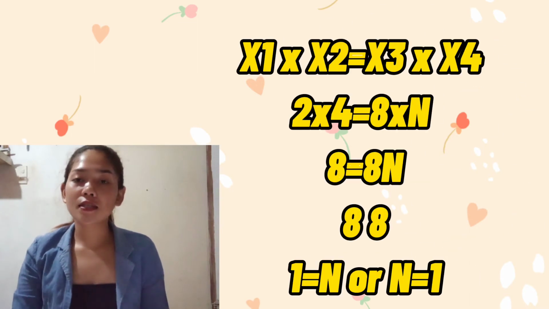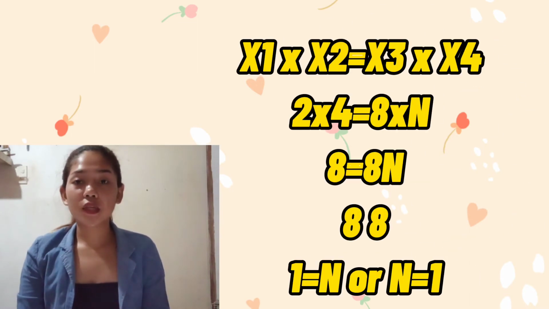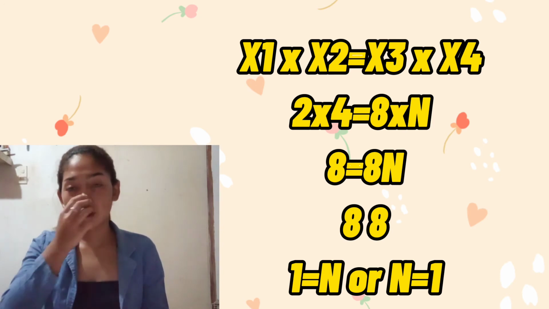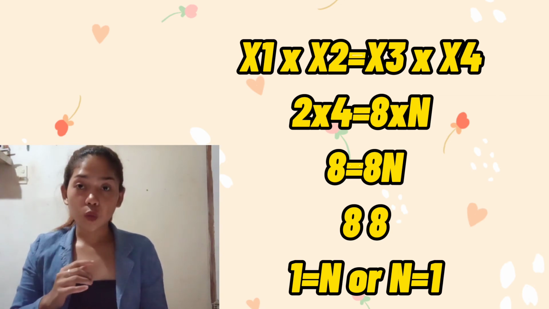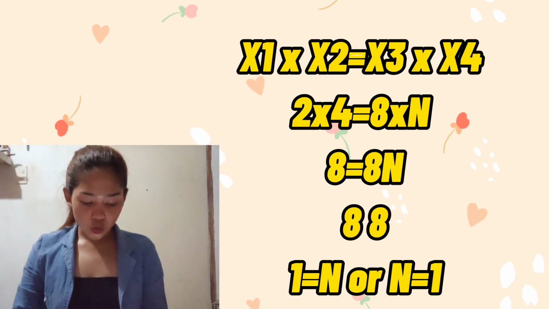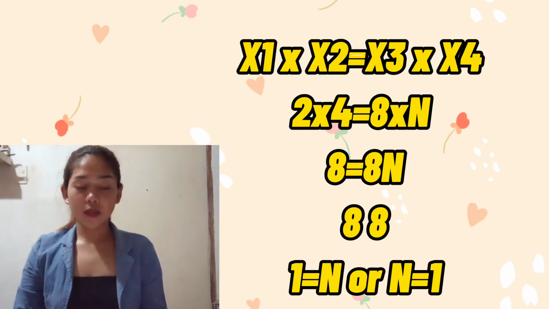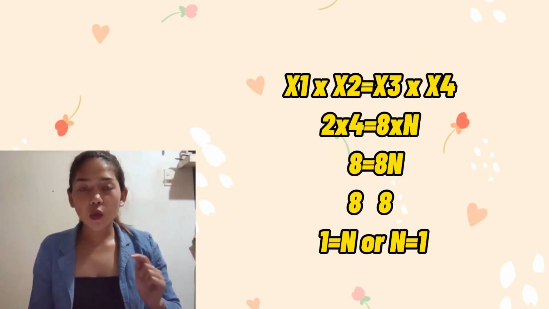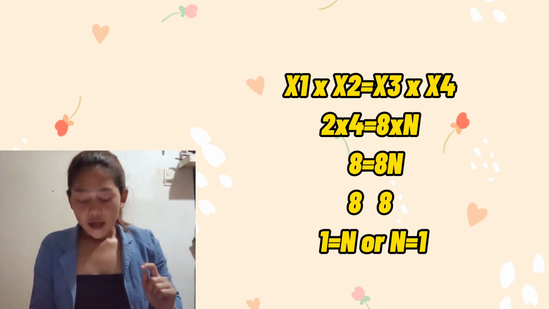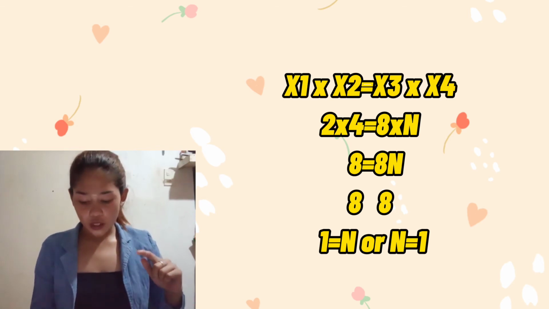Okay, so the formula of this is, let us multiply the x sub 1 times x sub 2 is equal to x sub 3 times the x sub 4. Okay? So, the x sub 1 and x sub 2 is 2 times 4 is equal to x sub 3 times x sub 4, which is 8 times n. Okay, so 2 times 4 is equal to 8, is equal to 8 times n, which is 8n.